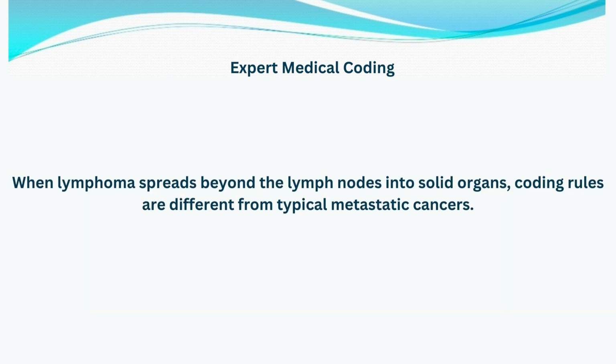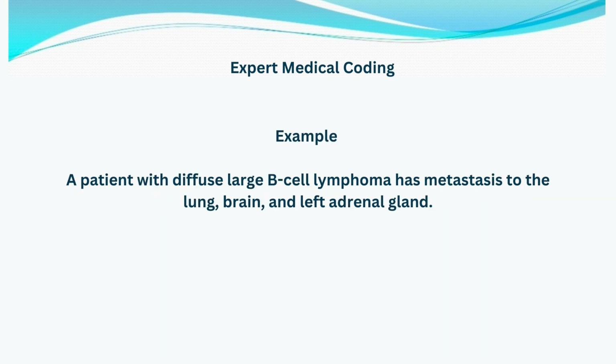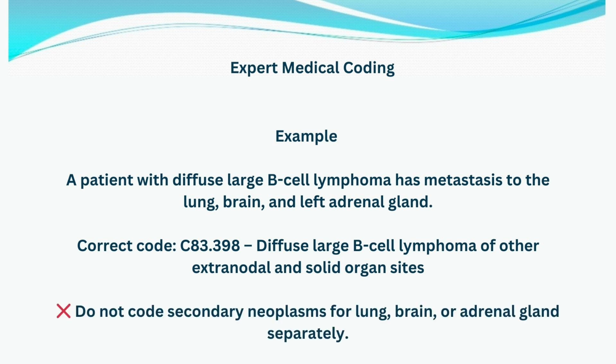When lymphoma spreads beyond the lymph nodes into solid organs, coding rules are different from typical metastatic cancers. Instead of coding the solid organ as a secondary malignant neoplasm, you must use a code from category C81 to C85 with a final character that identifies extranodal and solid organ sites. Let us see an example here. A patient with diffuse large B-cell lymphoma has metastasized to the lung, brain, and left adrenal gland. So here the correct coding will be C83.398, diffuse large B-cell lymphoma of other extranodal and solid organ sites. Do not code secondary neoplasm of lung, brain, or adrenal gland separately.